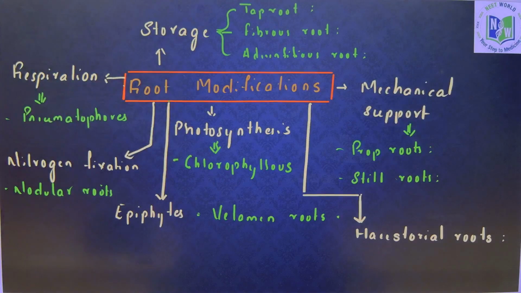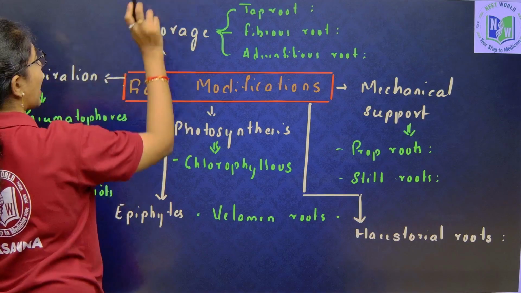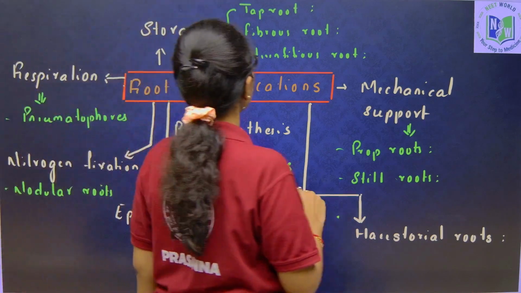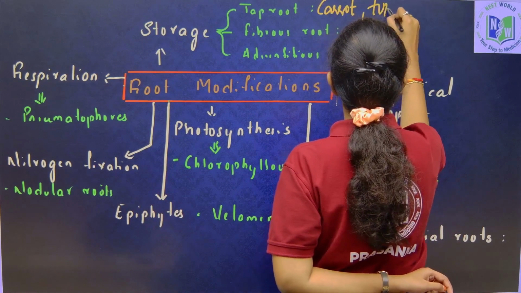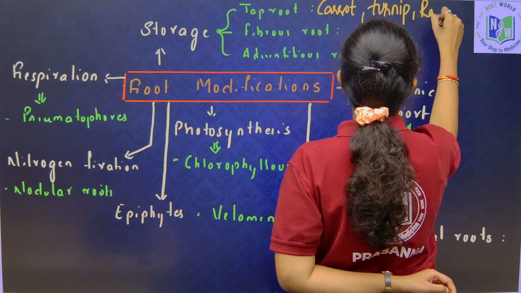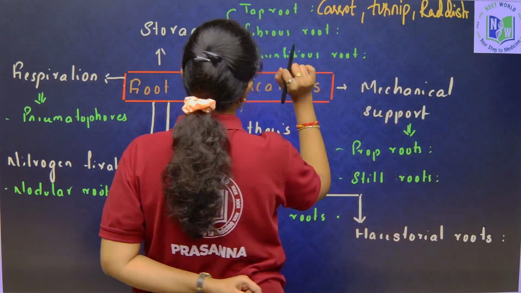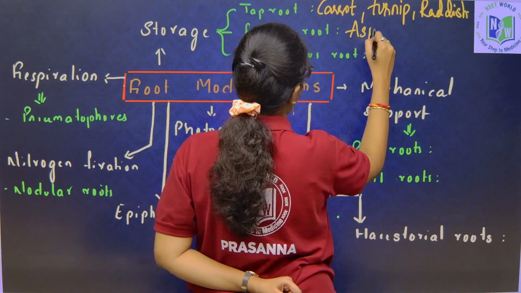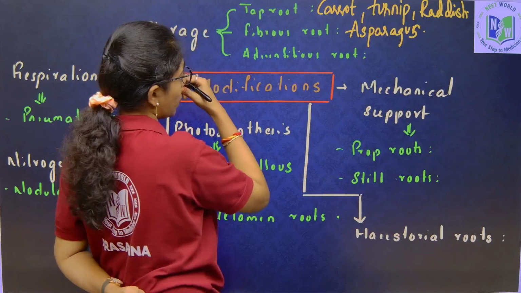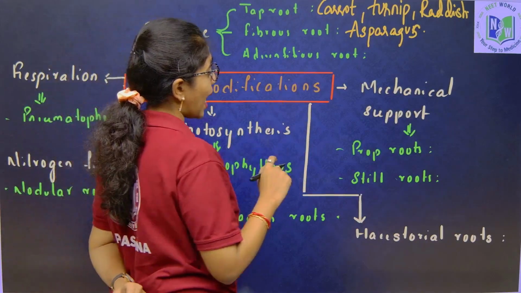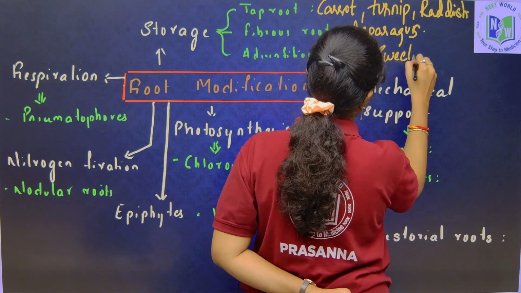Now, recalling the examples of all the root modifications is highly important for us. First, taproot modifications are what? Carrot, turnip and radish. These are the examples of taproot system. Next, fibrous root system, best example is what? Asparagus. Next, adventitious root system for storage, sweet potato is the best example.